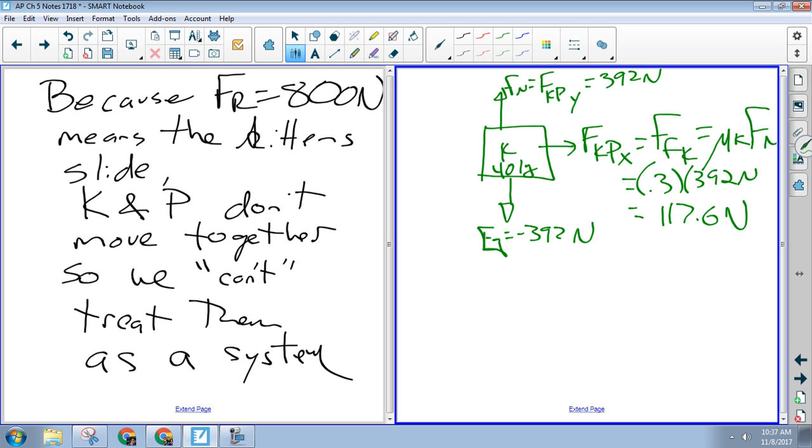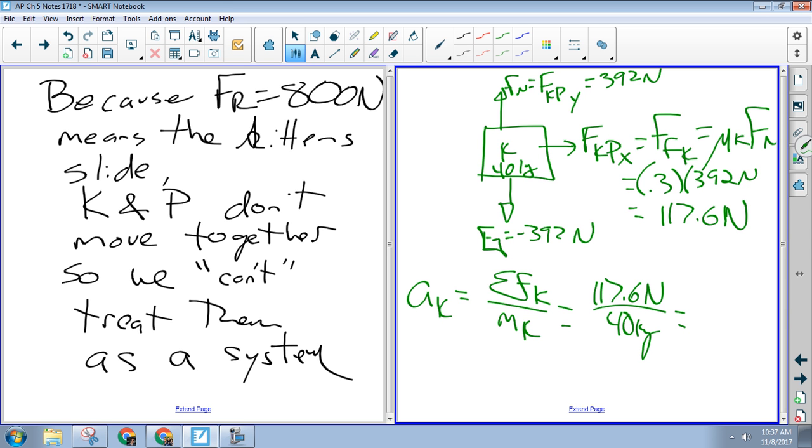All right, are there any other forces on my kittens? I think that's it, isn't it? Yep. So we can find our acceleration. Acceleration of the kittens is the net force on the kittens divided by the mass of the kittens. What's my net force? 117. The gravity and normal force cancel, so you're just left with the 117. The mass is 40 kilograms. Divide it out, and you get 2.94 meters a second squared.